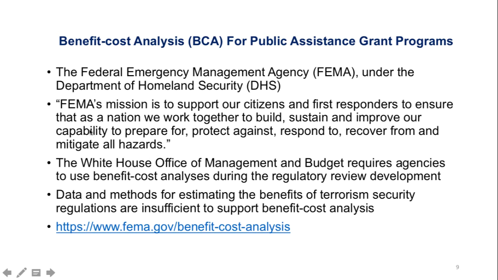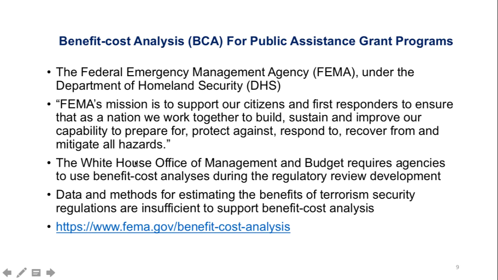That means if there is any man-made or natural disaster, either a terrorist attack, a hurricane, or wildfires, we need a department to help us against these disasters. So we have FEMA to help us get back on track through preparation, protecting against, responding to, recovering from, and mitigating all the hazards.